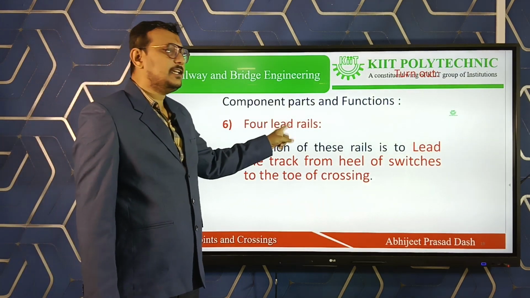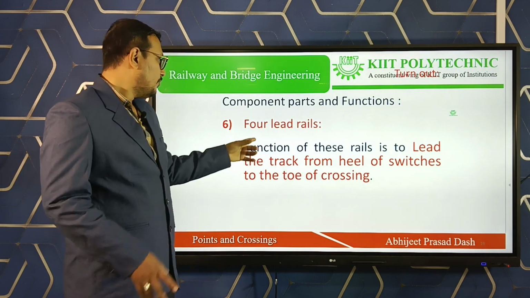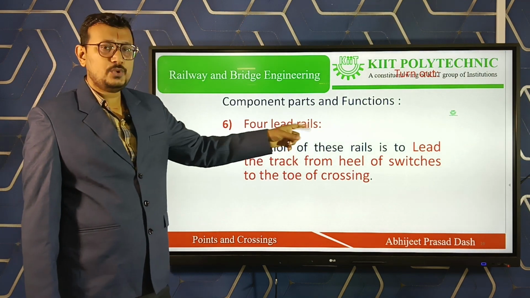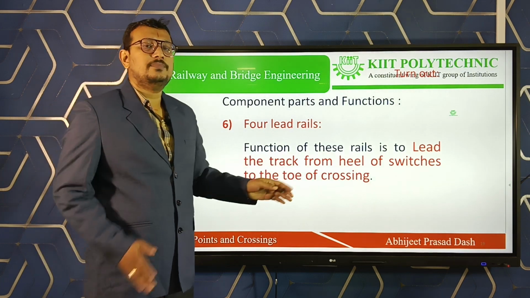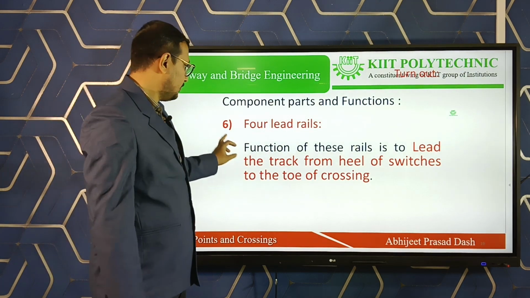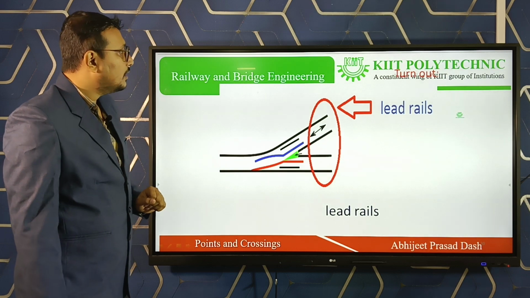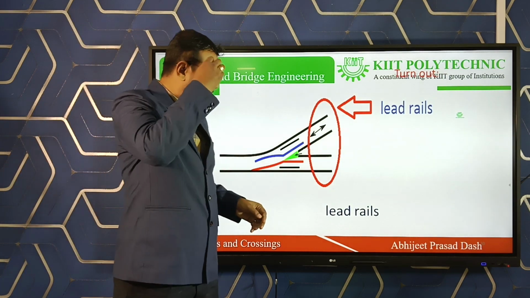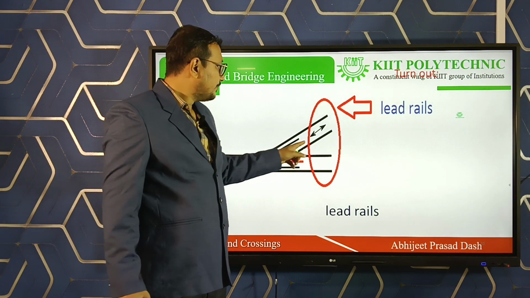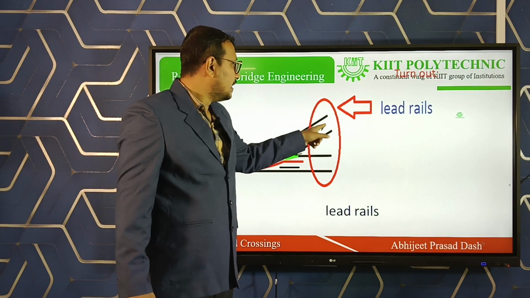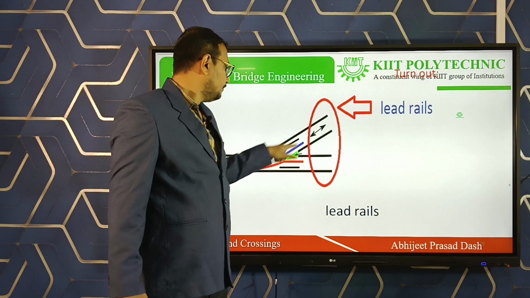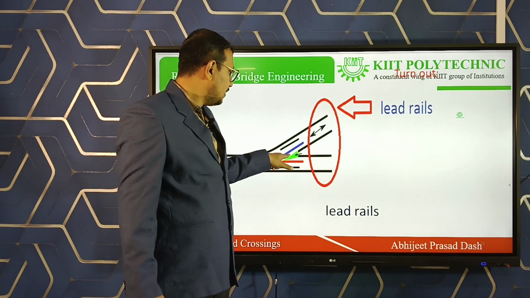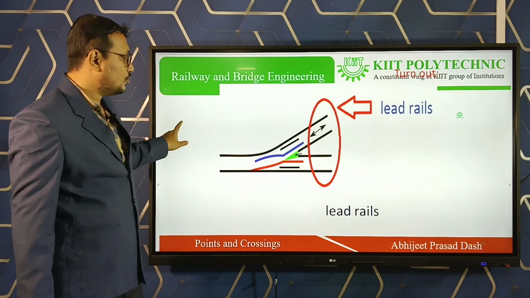Now, fourth, lead rails or guide rails. Function of these rails is to lead the track from heel of the switch to the toe of the crossing. Okay, you can see a left hand turnout here. This is left hand turnout, lead rails. So these are the lead rails. This one is your lead rail.